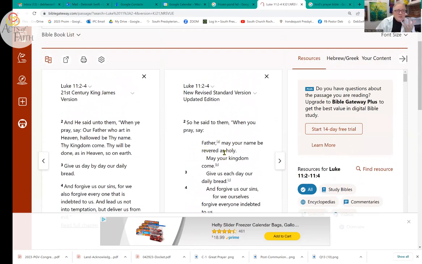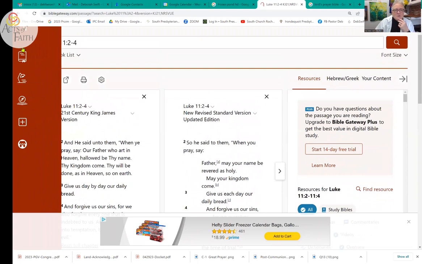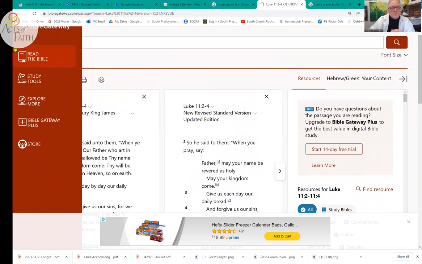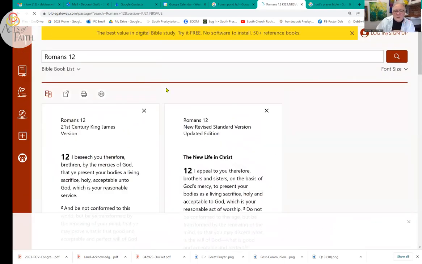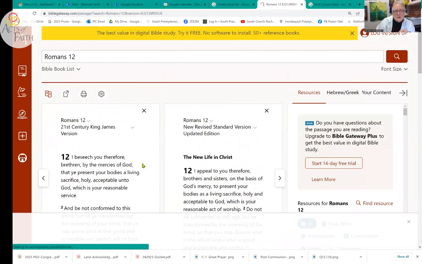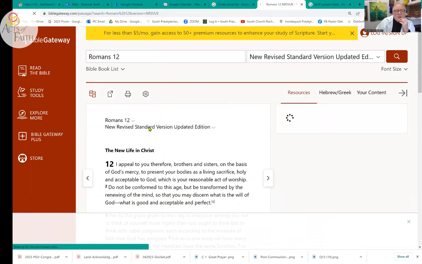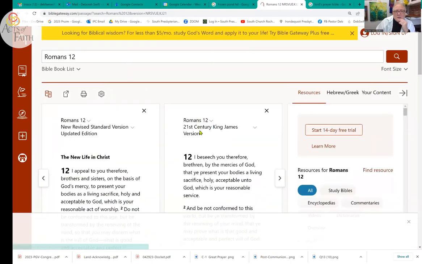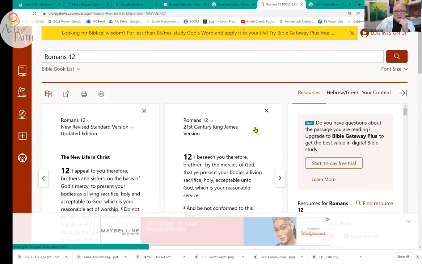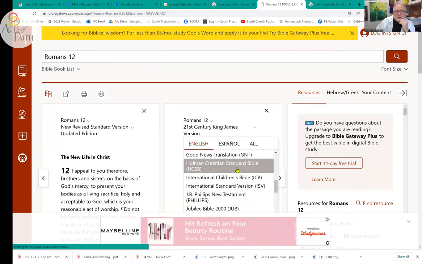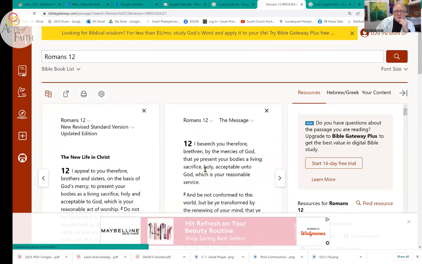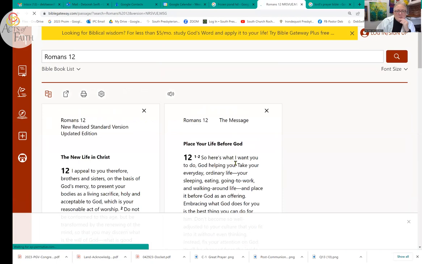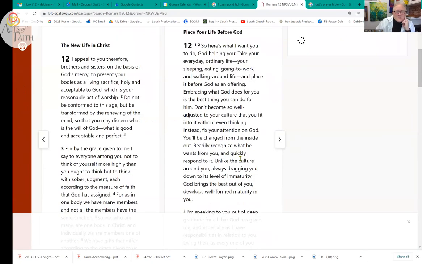Now, I said yesterday that I have my favorite for certain things. One of those happens to be Romans chapter 12. Because I was comparing things, it still gives it to me in those two. I'm going to get rid of the King James Version, keep the New Revised Standard Version, and I want to compare that with the Message. It brings up the 21st century King James. I don't want that. I want the Message. I'm going to come down here to the Message. And here it is. And there's a big difference.